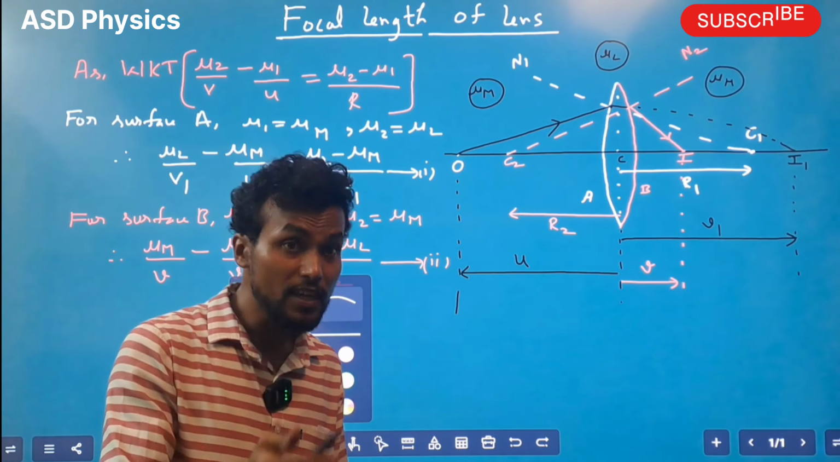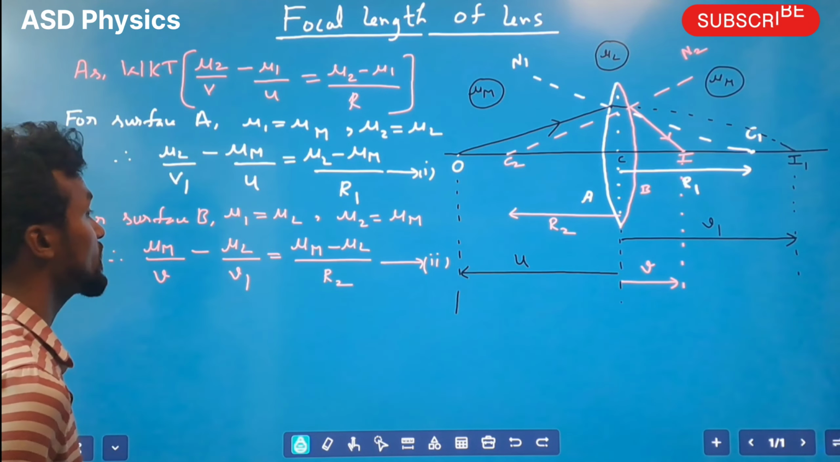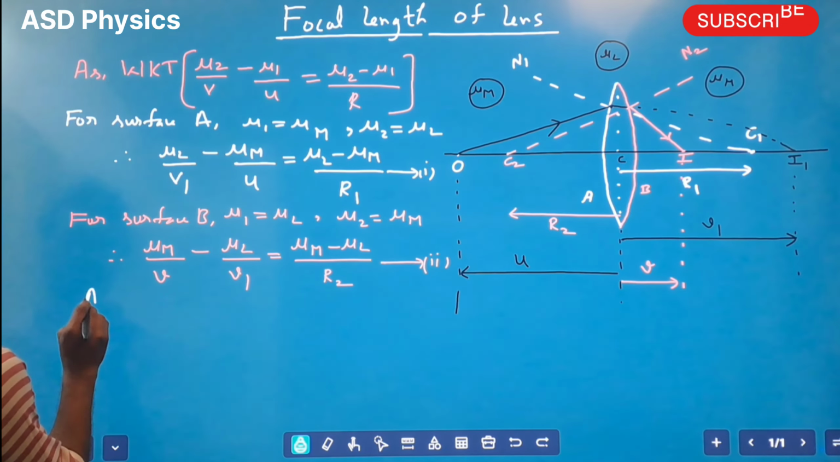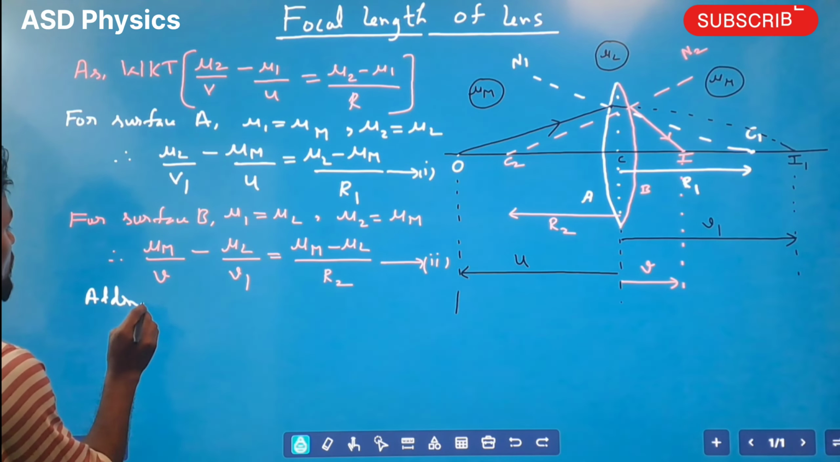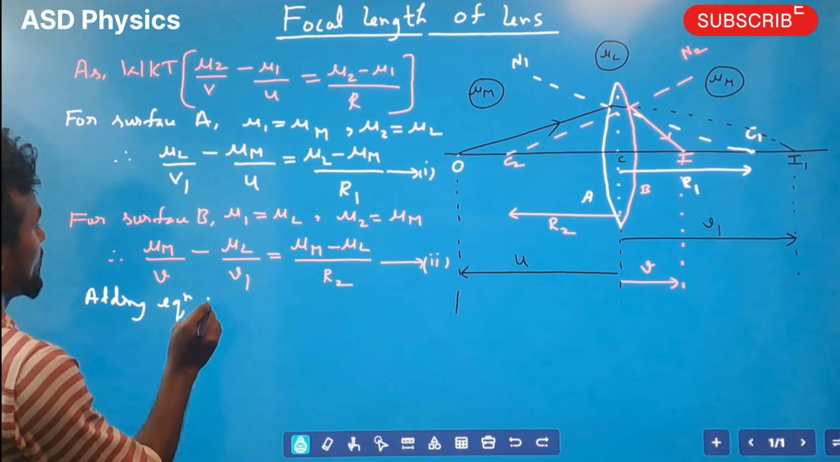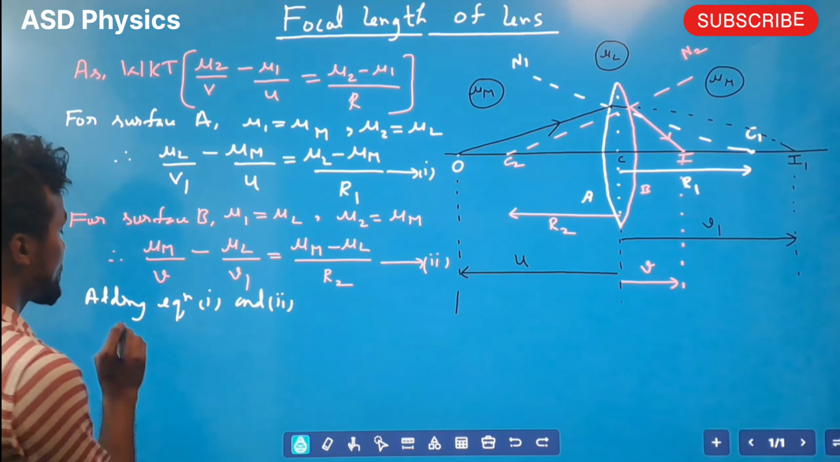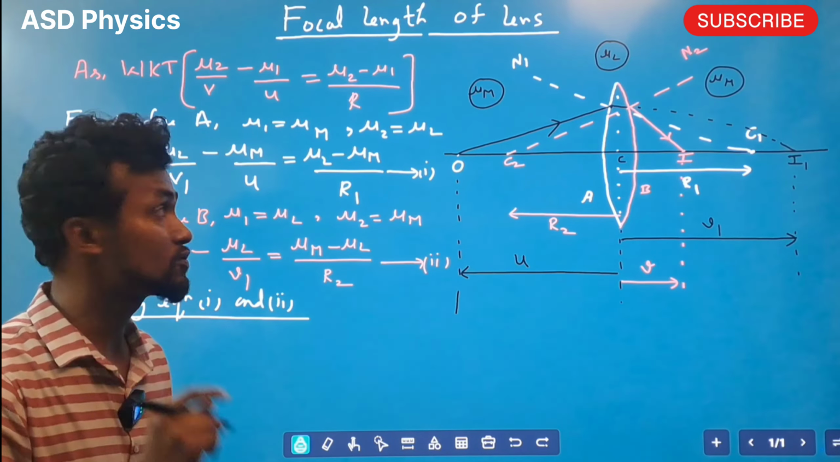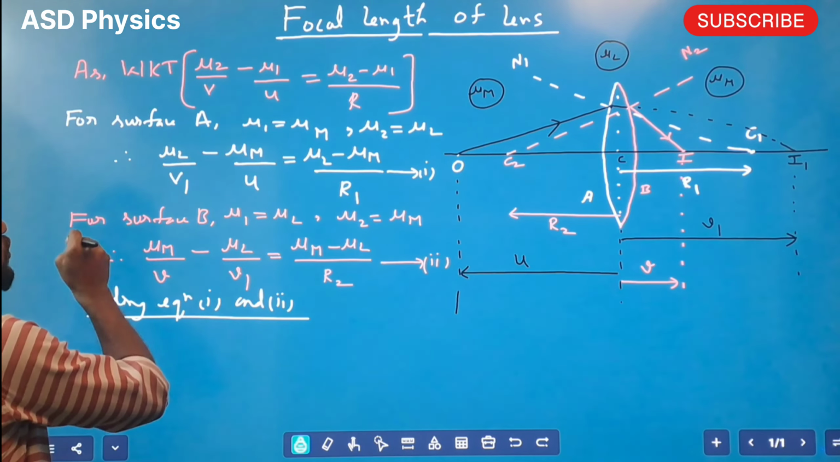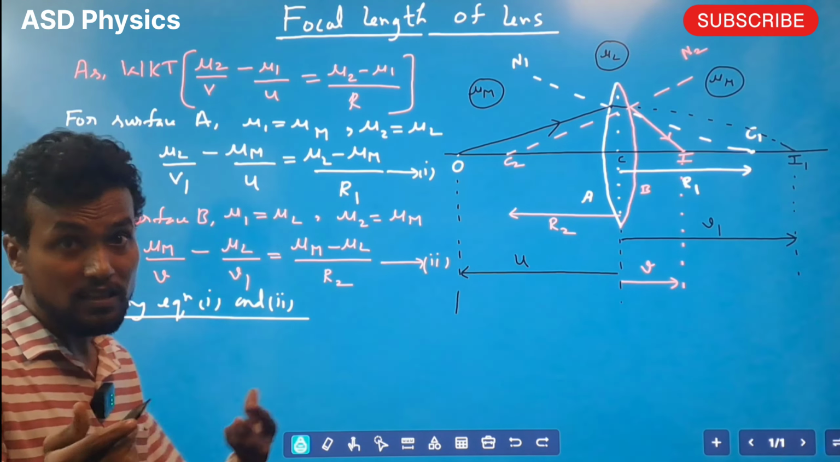Now what we'll do? We are going to add both these equations. Let me write here, adding equations 1 and 2. Just guess, please, when we add both the equations, what will happen? See here, this mu l by v1 and mu l by v1 both will cancel out.